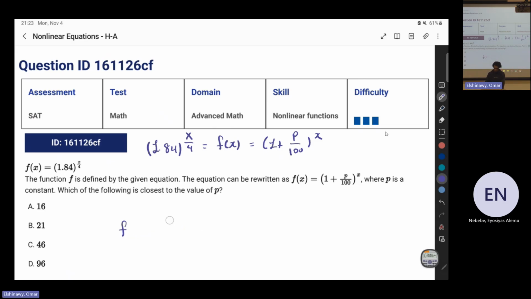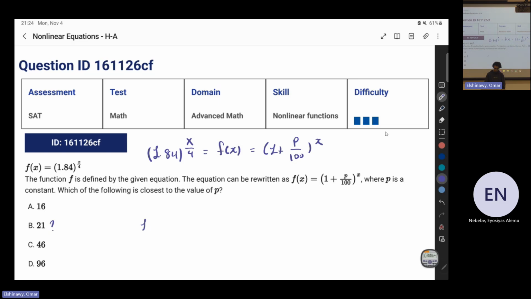So here p is some constant, and we need to make progress with it. Have you guys made progress on the problem? Okay. It's going to be 21. How did you get that? Basically, if we look at the given function, which is 1.84, we say that it was like 1 plus 84 over 100.